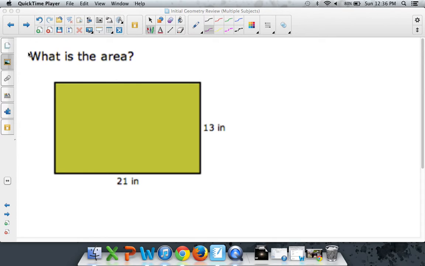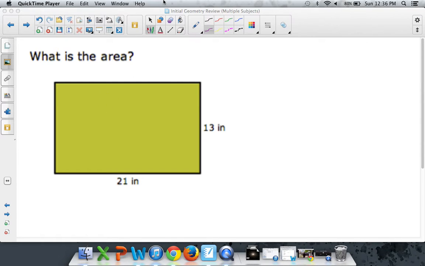Let's get started with what you're going to be learning this upcoming week. If you couldn't guess just by looking, we're going to be talking about area a lot. And not just in some cases, but in multiple cases. I'll show you what I mean.